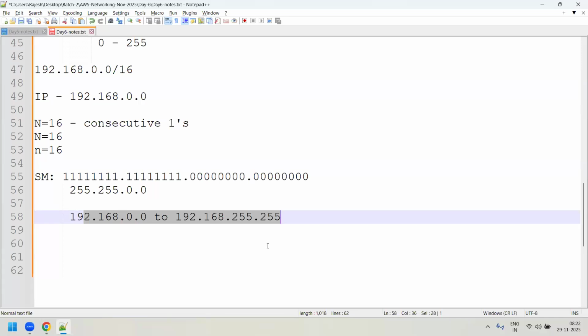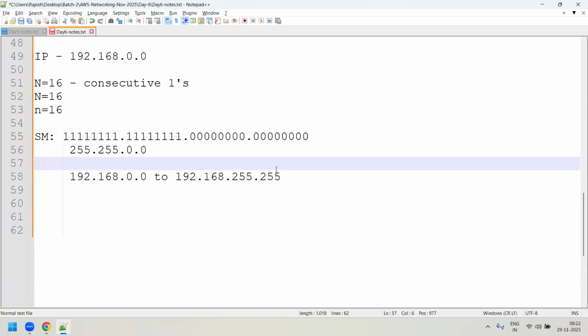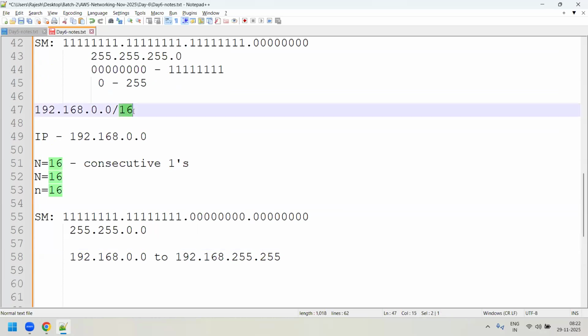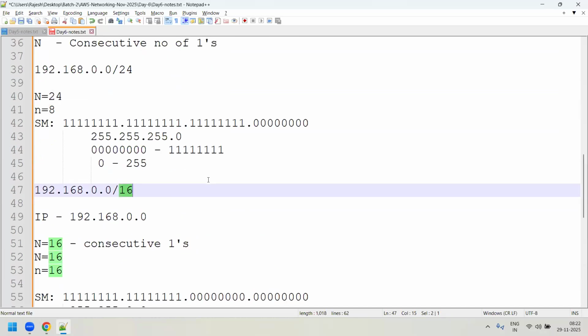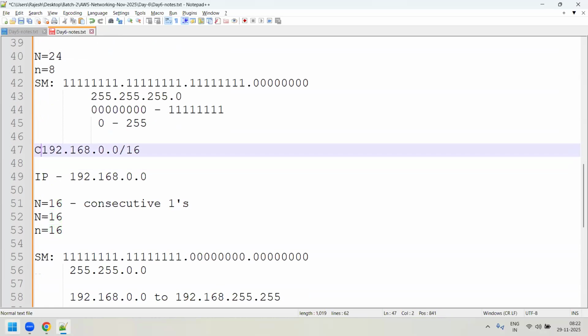Rajesh: I didn't get this 16. How are we getting that 16? We calculated 192.168.0.0 and assigned the 12,000. After that, how did we take that 16? No, no, this is the CIDR notation I'm saying. CIDR notation.